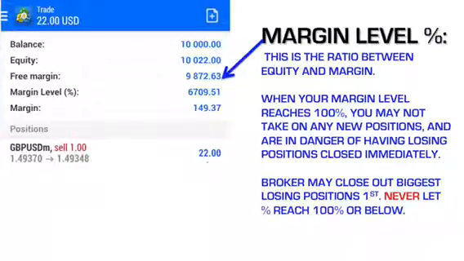margin. When your margin level percent reaches 100%, you are not going to be able to take on any new positions. And then you are also in danger of having losing positions closed immediately, depending on what they are. Your broker is going to close out the biggest losing position first. This is called being margin called. Never let it reach 100% or below. Just don't let it happen.